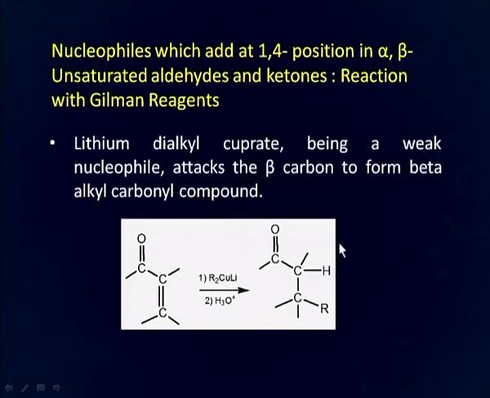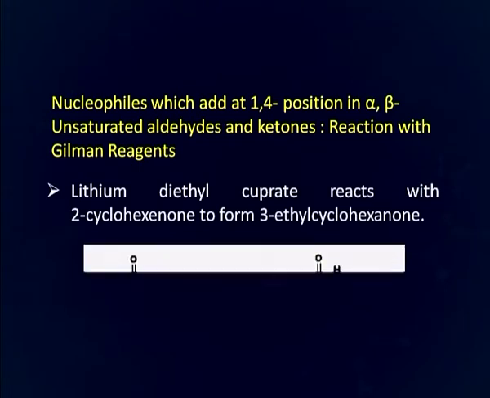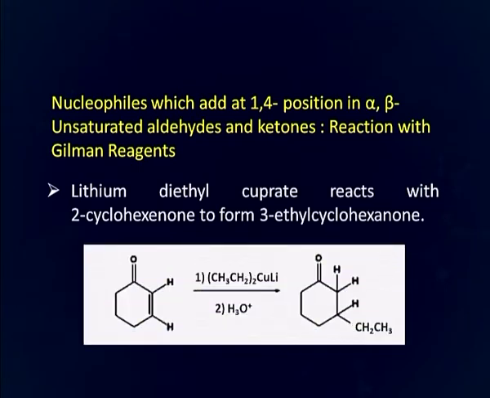Now we will discuss the reaction of Gilman reagent with alpha beta unsaturated compound. Gilman reagents are lithium dialkyl cuprates which are weak nucleophiles and attack the beta carbon to form beta alkyl carbonyl compound. The alkyl group being the nucleophile, the carbanion attacks the beta carbon, and there is formation of beta alkyl carbonyl compound. Lithium dialkyl cuprate reacts with 2-cyclohexenone to form 3-ethyl cyclohexanone.